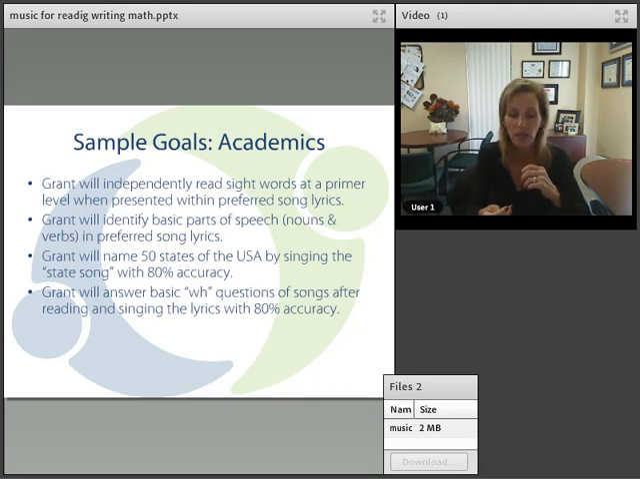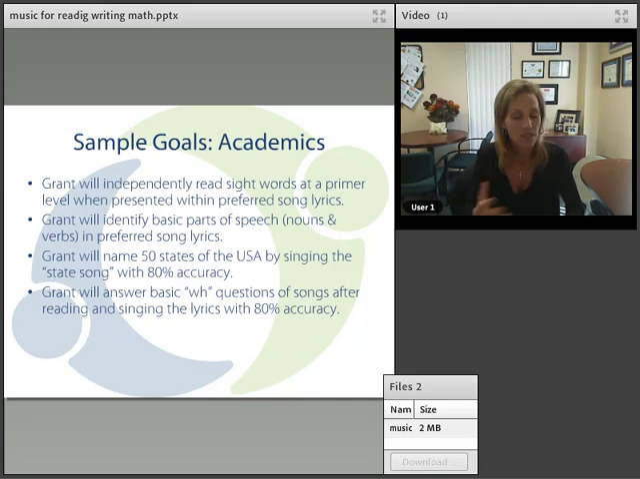They find those words in the context of true literature or songs that they hear on a regular basis instead of in isolation. Another goal would be that Grant will identify basic parts of speech, nouns and verbs, in preferred song lyrics.